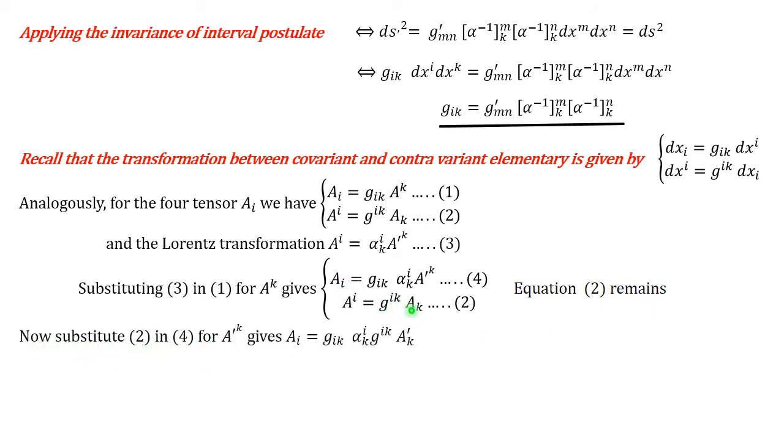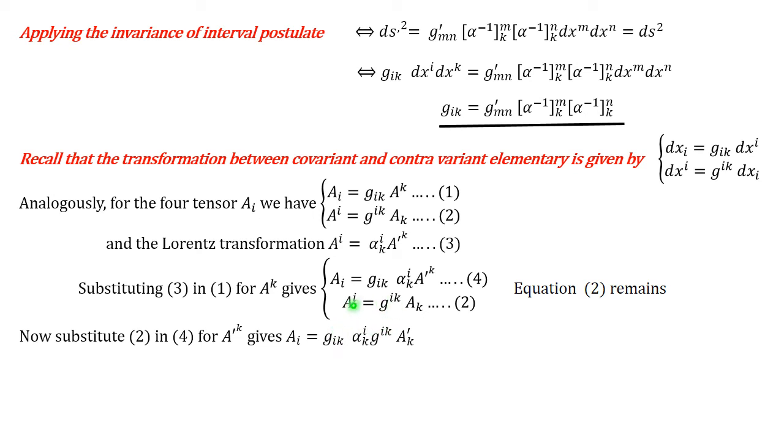Now substitute 2 in 4 for a'_k, where we have a_k. That gives a_i equals g_ik alpha_ik g_ik a'_k. So actually you can see here that equation 2 is a_i equals g_ik a_k. Now if we put primes here, we have a'_i equals g_ik a'_k, because we're just trying to convert between covariant and contravariant. So actually g_ik is not affected by the prime.